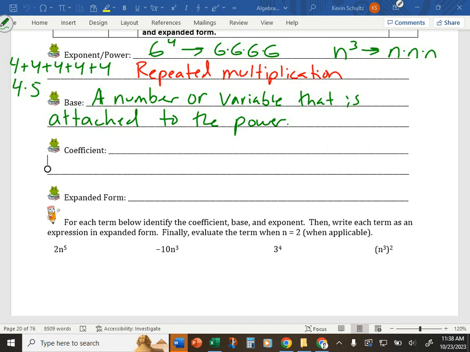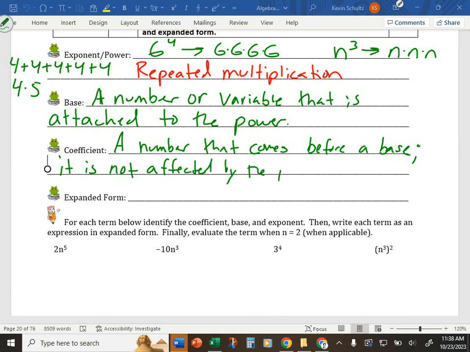The coefficient, like we've seen with equations, we've already seen this word pop up before, is a number that comes before a base. And here's the kicker about a coefficient. It is not affected by the power. We'll talk about why that is in just a little bit. But the coefficient is a number that comes before a base. It is not affected by the power.